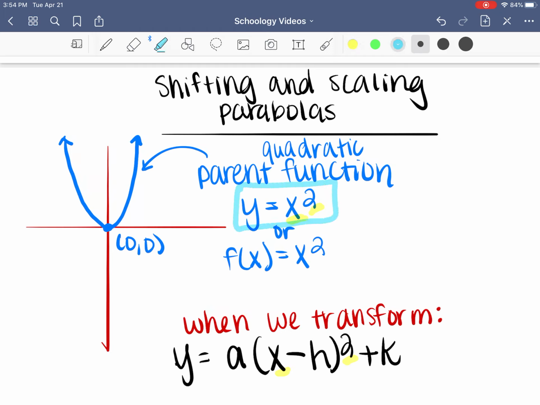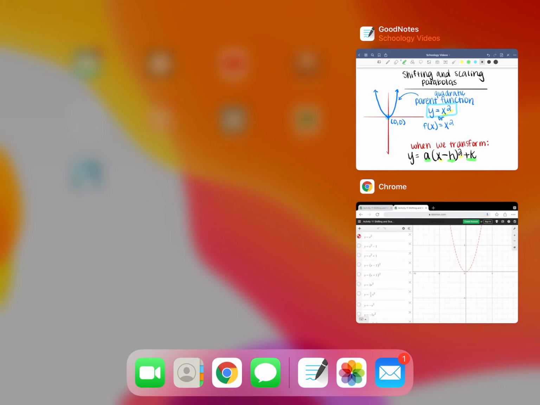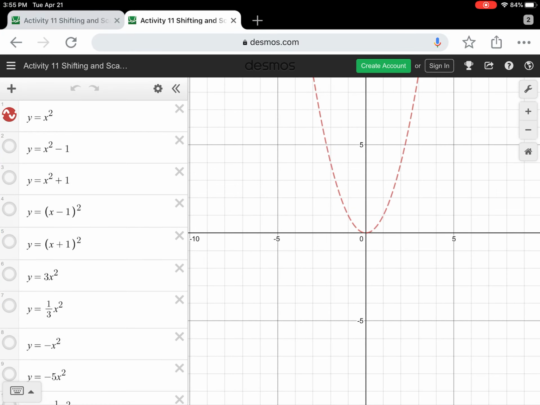So let's talk about our parent function y is equal to x squared. We're comparing today all of our equations to that one. This is the equation that goes through the origin 0, 0. If you change this equation in any way, whether you put a number in front of your x squared, a number inside the parentheses where your x is, or after your x squared, it is going to change how your graph is going to look like.